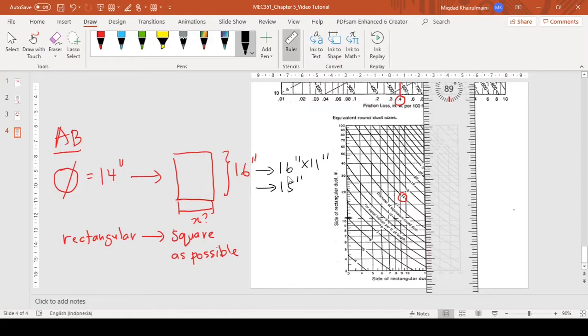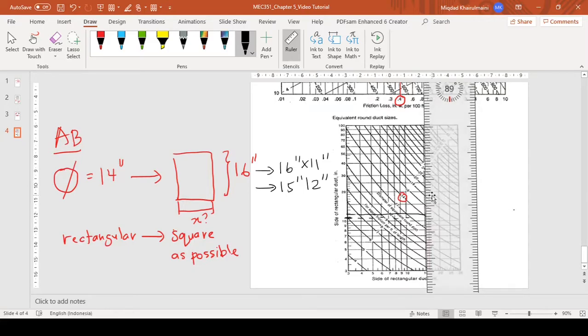Okay, so 15 inches here. Okay, so with 15 we can get 12 width. As you can see, it's becoming more square.